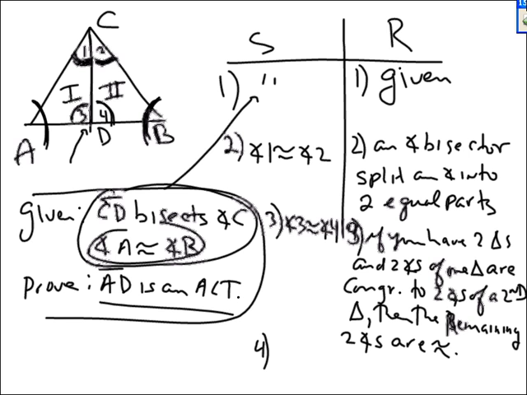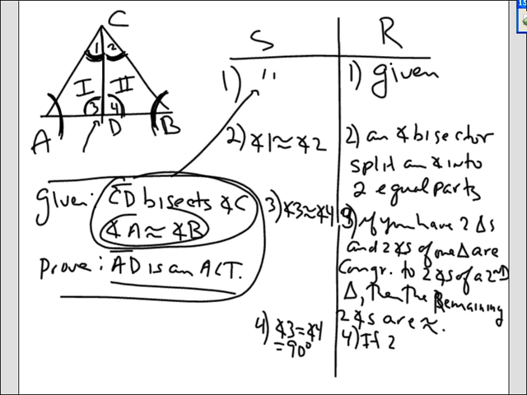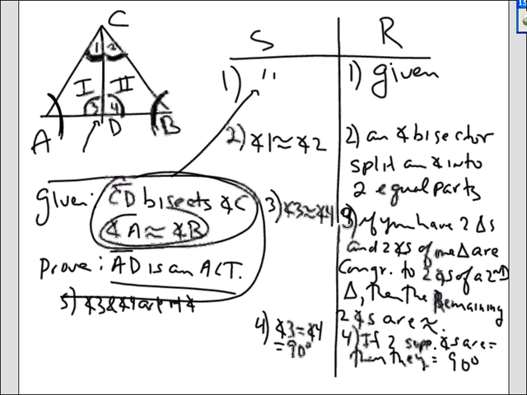Okay, statement 4. Angle 3 equals angle 4 equals 90 degrees. The reason is, if two equal angles are supplementary, they both equal 90 degrees. If two supplementary angles are equal, then they equal 90 degrees. Number 5. Angle 3 and angle 4 are right angles. The reason is, all 90 degree angles are right angles.